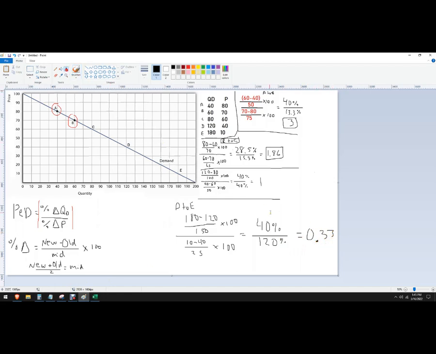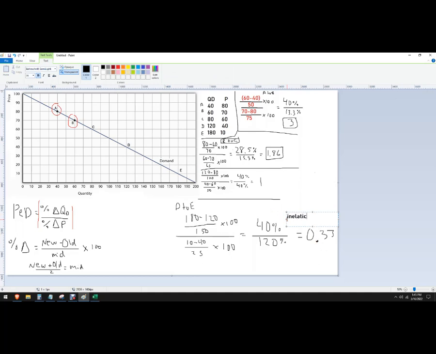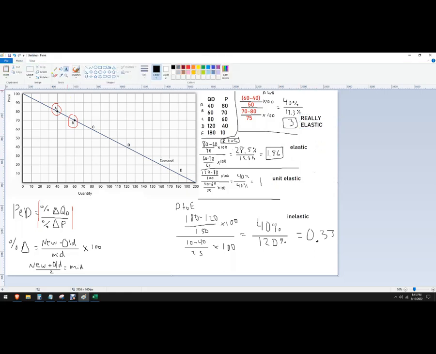So this one is inelastic. This one was elastic. And this one was unit elastic. And this one was elastic. And this one was really elastic. So what this means effectively is in this scenario, the consumer cares a lot about the price, cares a bit about the price. This one, it's going to dictate their behavior, and then this one, they care the least amount. So those are some examples on how to calculate price elasticity of demand.